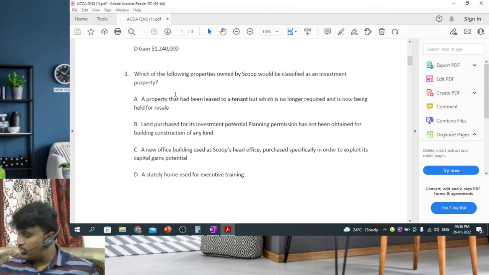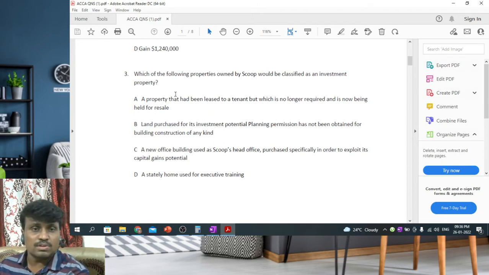Which of the following properties owned by the scoop should be classified as investment property? The first one is the property that had been leased to a tenant but which is no longer required and is now being held for sale. So that is covered under what? Non-current asset held for sale. So not covered under investment property.